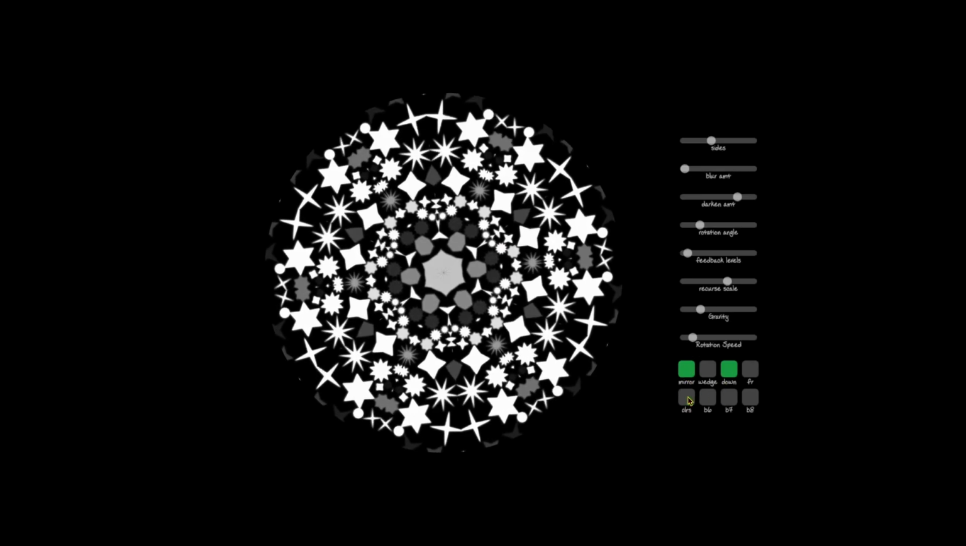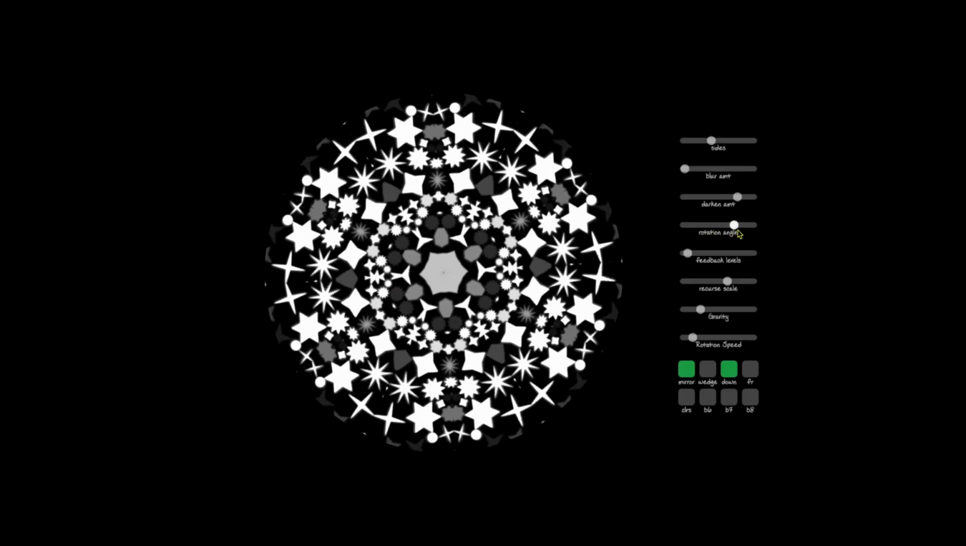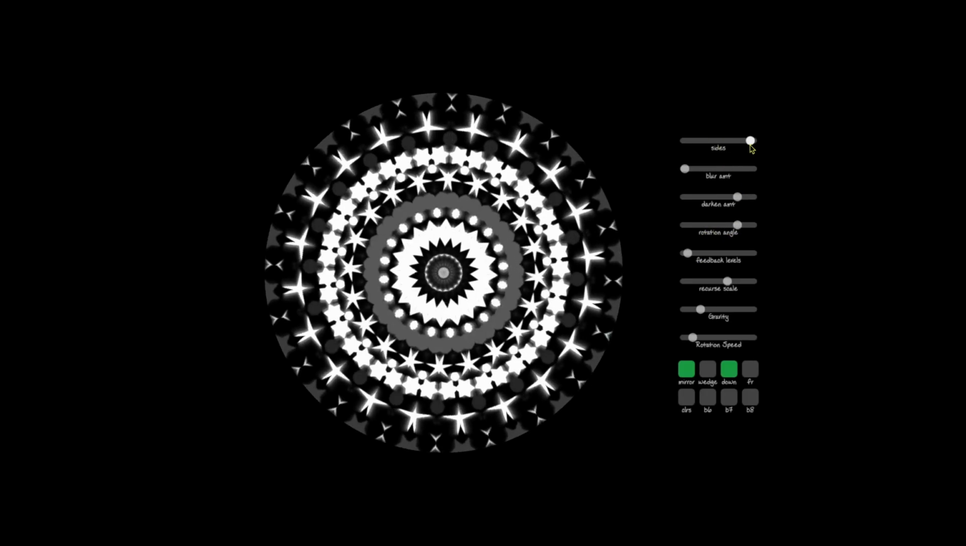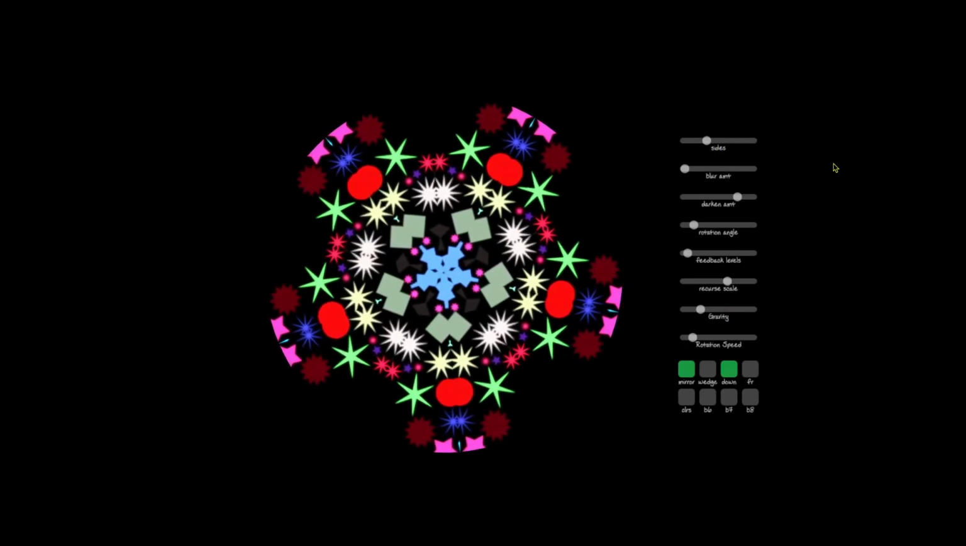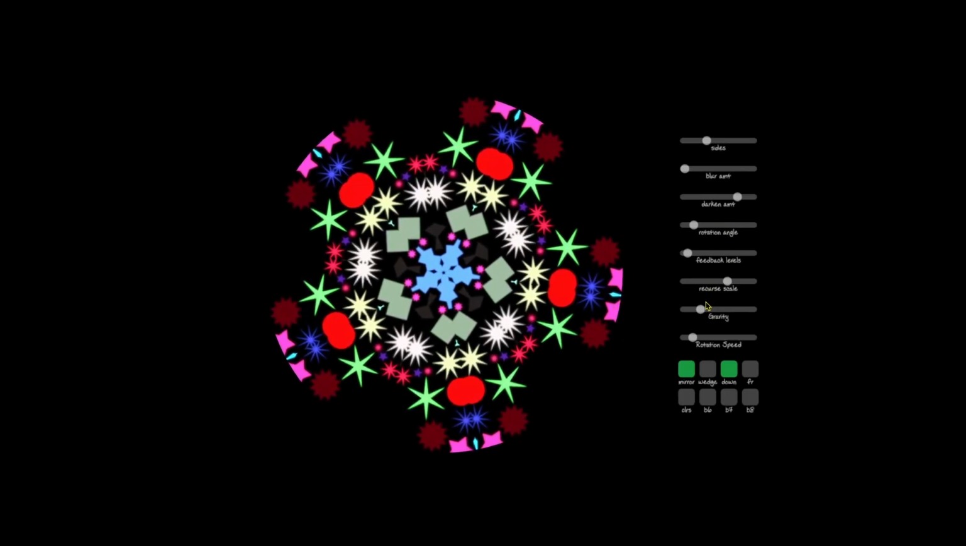Take a look at this one with the mirrors. Pretty nice. Spin it. There we go. Let's give it extra sides. Woohoo! So that's the kaleidoscope.